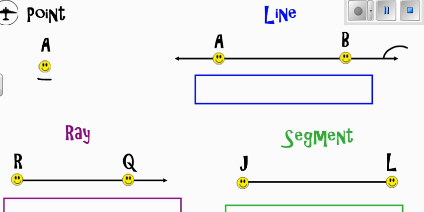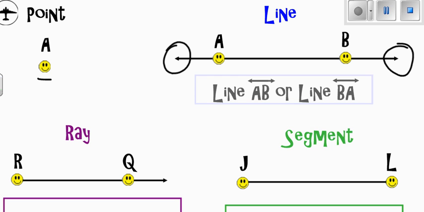A line, of course, is signified by the fact that a line can go on forever, right? And we name a line in one of two ways. We can call it line AB, and you can see the symbol there for line above the A and the B, or lines can also be named the opposite way. The order doesn't actually matter, especially on this problem here. Sometimes, depending on what the question is asking, order may have some significance.